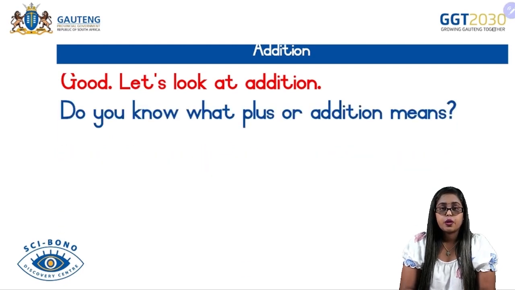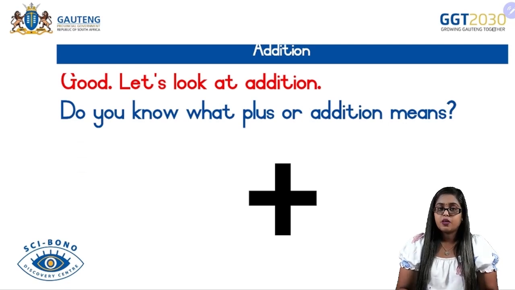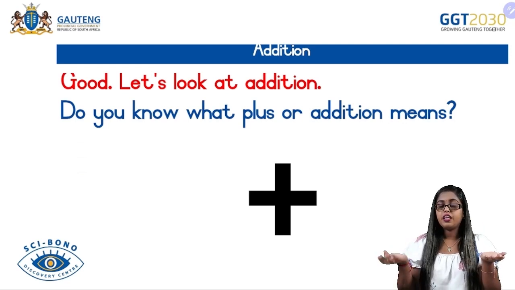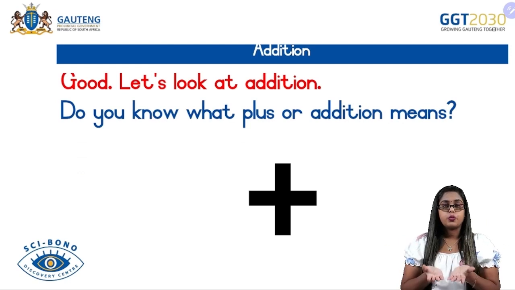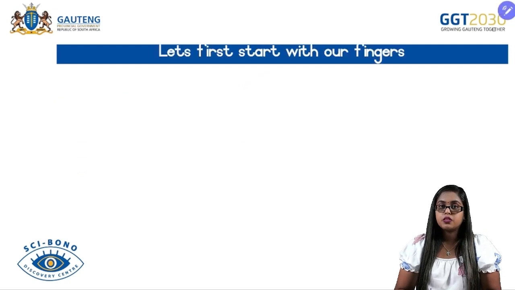Do you know what plus or addition means? Plus or addition means we add something together. So for example, if I had 1 orange and my friend had 1 orange, if we put them together and count them out, we would have 2 oranges altogether. So addition is where we add numbers together to get a bigger number. Let us look at some examples.